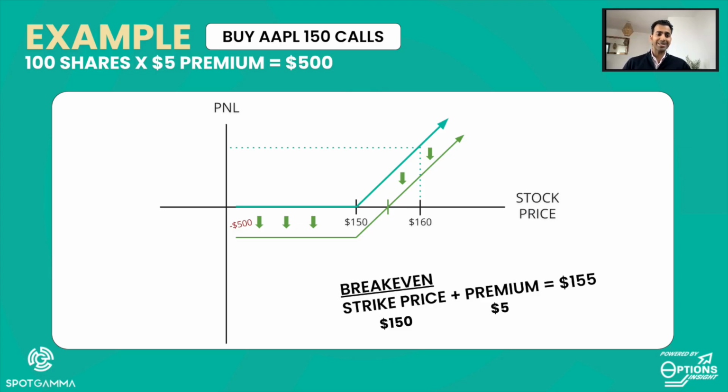If the stock ends up above 155 at expiry, we are going to be in profit on this option purchase.